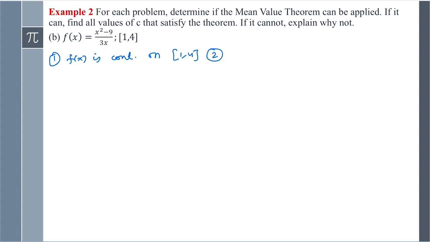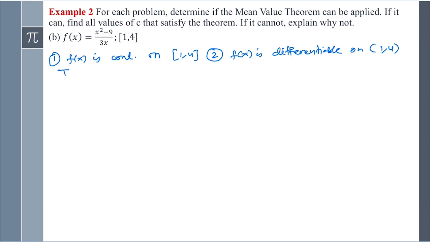So the second condition is differentiable, again. The rational function is always smooth and curved except where it has a vertical tangent. The vertical tangent occurs here at x equals 0, but that's not in our interval. So again, f of x is differentiable on the open interval 1, 4. So it satisfies both conditions. That means we can apply the mean value theorem.